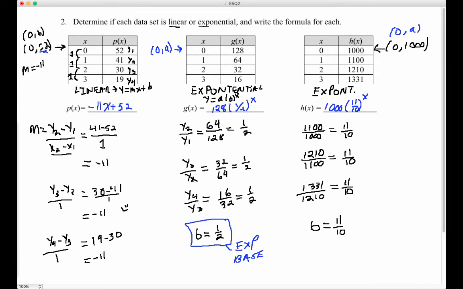Okay, so quick aside, even though they didn't ask us to do this, let's just do it for the sake of completeness. We see that g of x is going to be a decay function. Why? Because the exponential base was less than 1 and greater than 0. And over here we see that h of x is going to be a growth function. The reason we know that is that our exponential base is greater than 1. Not by much, but it is still bigger than 1. 11/10 is bigger than 1.